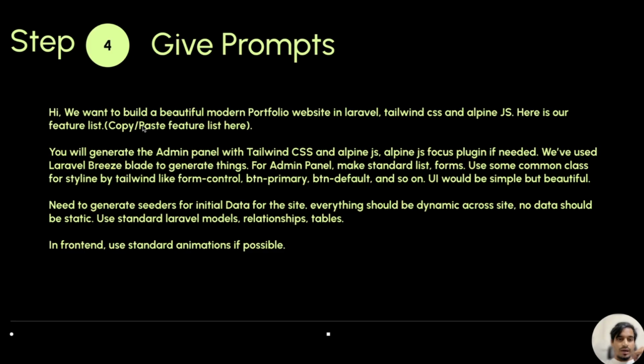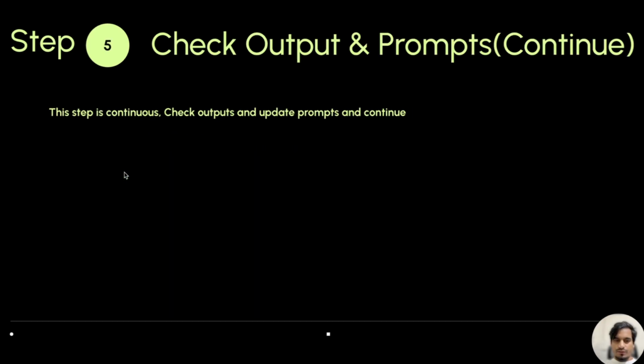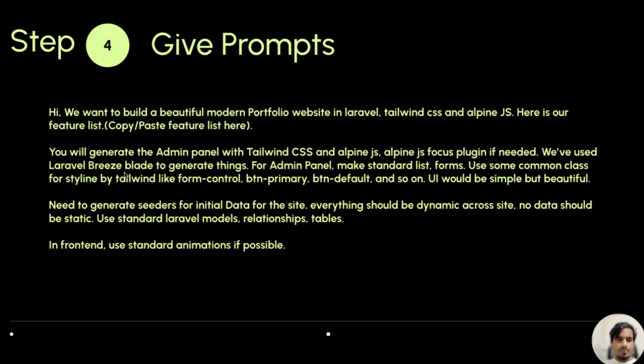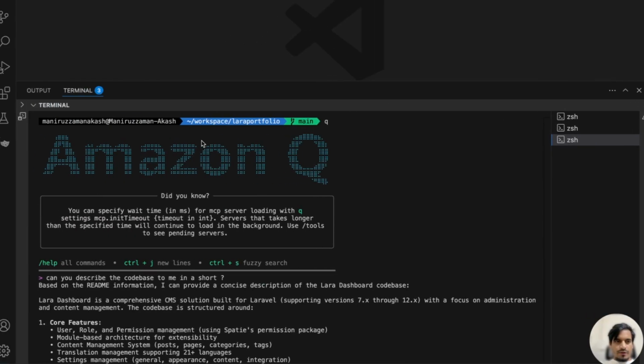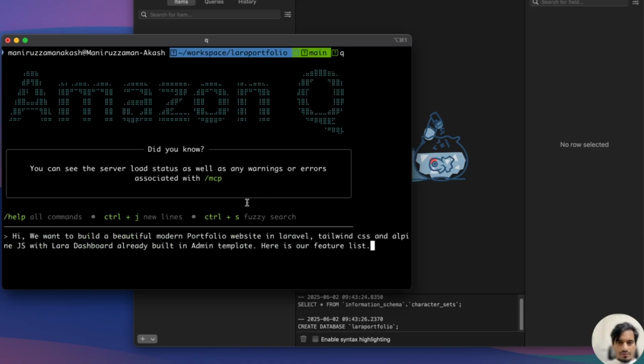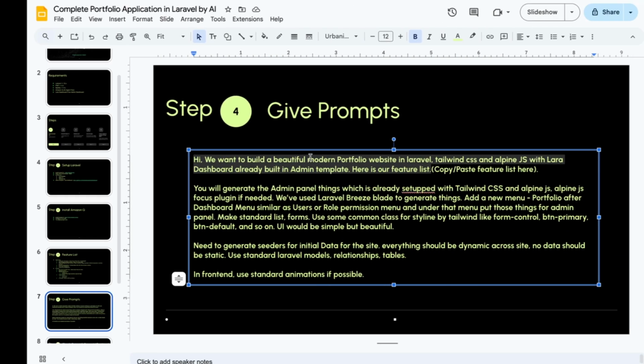So now what prompts will we give? We'll give these prompts. Hi, we want to build a beautiful modern portfolio website in Laravel, Tailwind CSS, and Alpine JS. Here's our feature list. We'll just copy the previous feature list from here and then ask it to generate these things perfectly. So let's do that. I'll just modify it to use the Laravel dashboard's built-in stuff easily. So we're giving this, and then there's a feature list, and we'll just copy the feature list from here.